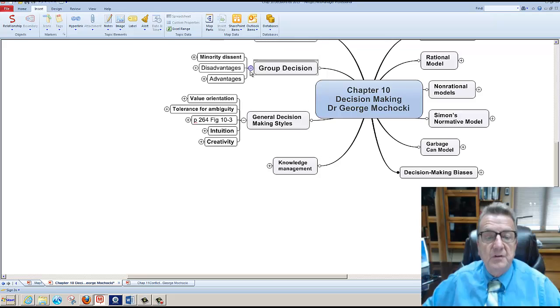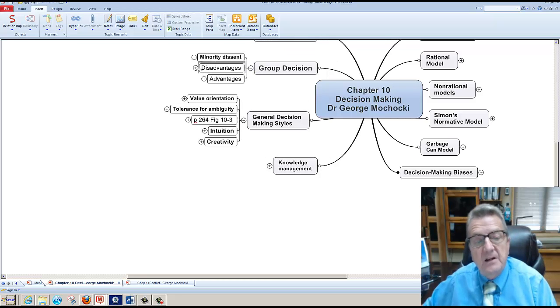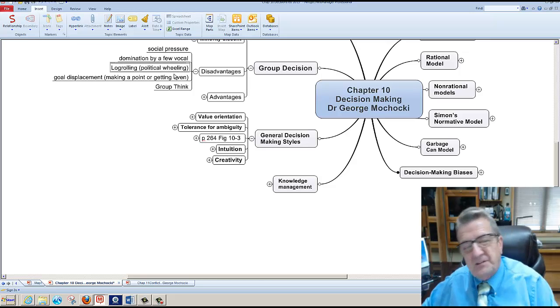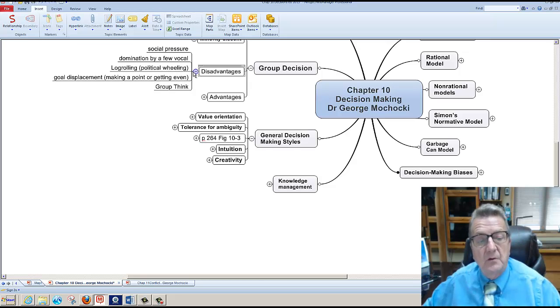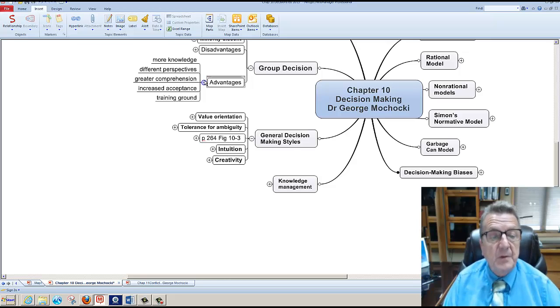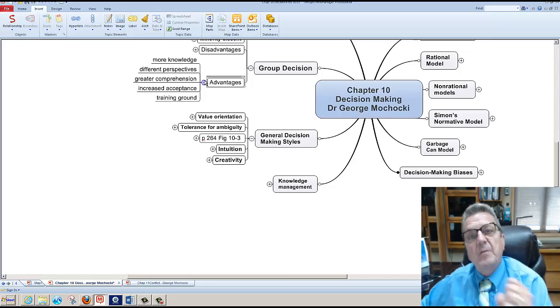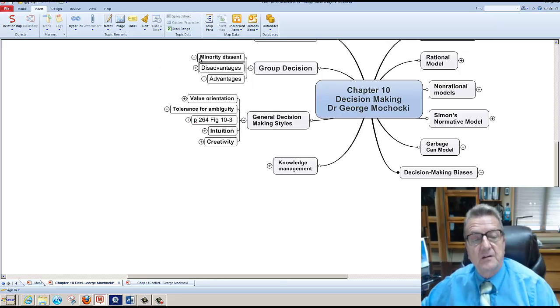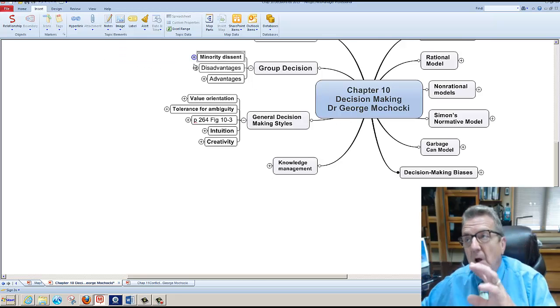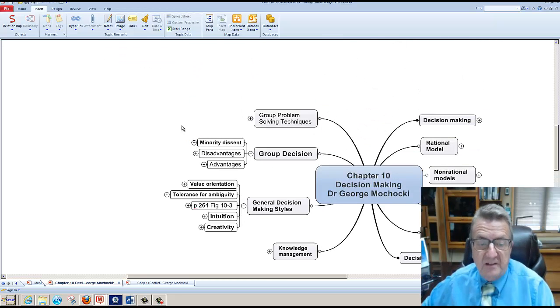Now, the next thing is group decision. Read the disadvantages: minority dissent, social pressure, being dominated by a few vocal people, and log rolling, which means politics are involved. These are group things we talked about in the previous chapter. Advantages: you have more knowledge, different perspectives, greater comprehension, and it's a training ground. You get more buy-in when you have a group, but it takes longer. With a minority dissent, a few people are not going to agree with you, and that's good, because that takes care of one of the disadvantages of groupthink.